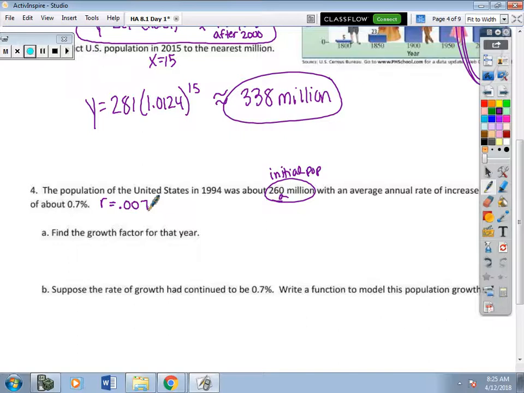Part A says find the growth factor. What variable is the growth factor? A, B, or X? Growth factor. B. Remember, the formula to find B is 1 plus the increase rate. So that would be 1 plus 0.007, so the growth factor is 1.007. So if they ask you for the growth factor, you're just finding out what B is.